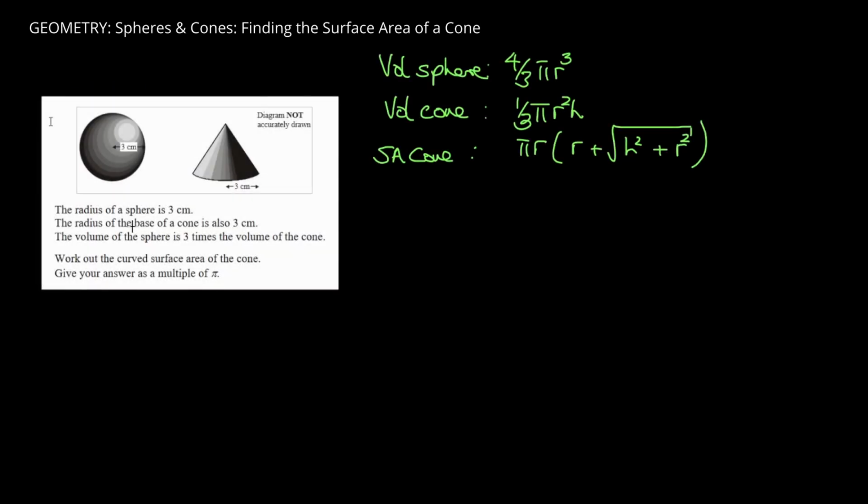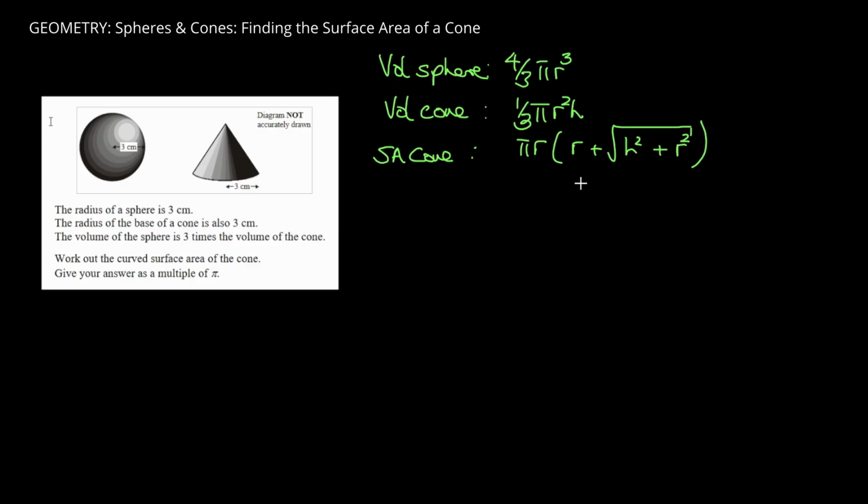Okay, we've got a question here about volumes and areas. The radius of both the sphere and the cone, the base of the cone, is 3 centimetres. And they tell us that the volume of the sphere is 3 times the volume of the cone.